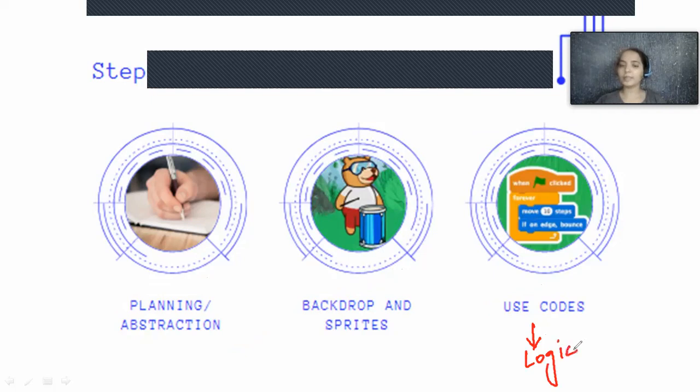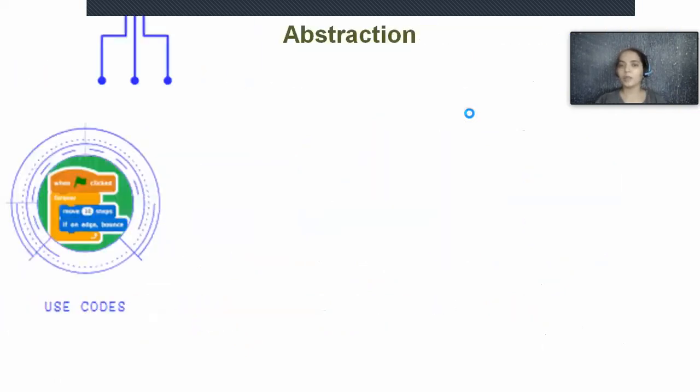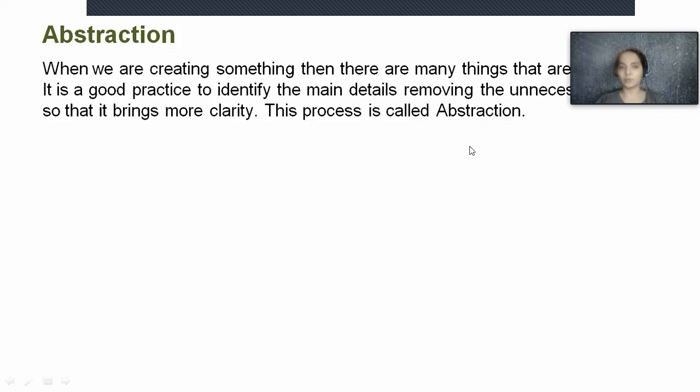So it's basically any kind of logic they can have, and you can think about the things that you like the most, that you want to do in your own Scratch program. Now, first things first, whenever we try to make a project in Scratch, the first thing we do is the abstraction. So first of all, we should know what abstraction is.